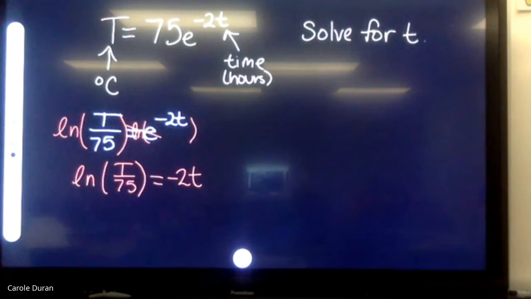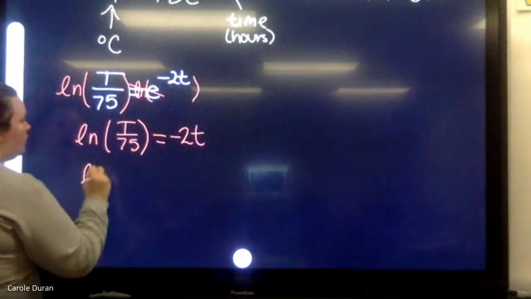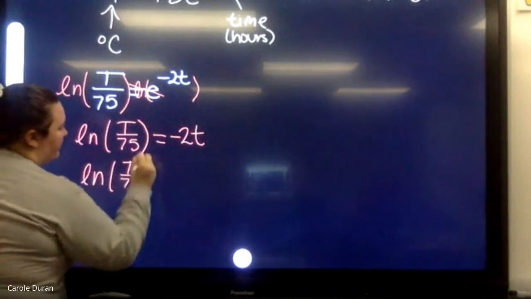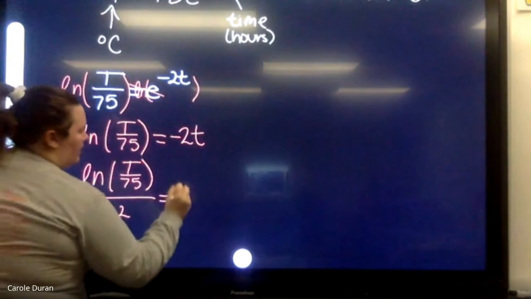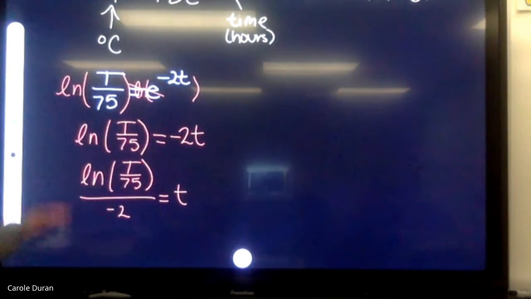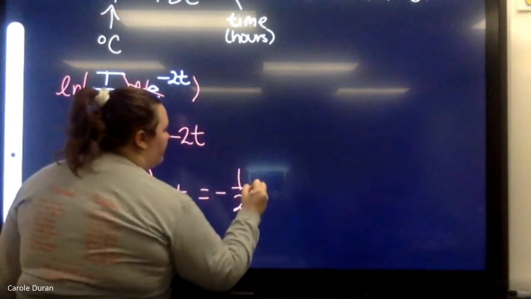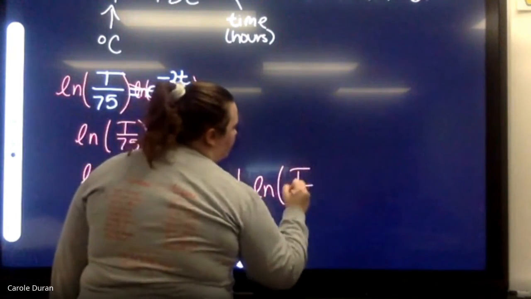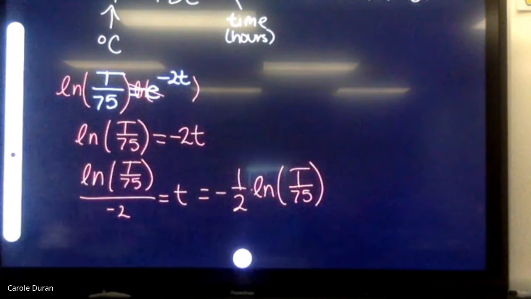So I have the natural log of big T over 75 equals negative 2 little t. What's the last thing I would do to get little t by itself? Divide by negative 2. So then I'm going to have natural log of capital T over 75 divided by negative 2 equals t. If you didn't like how fractional this one was, that is the same as negative 1/2 times the natural log of capital T over 75. And that's it. That's how you get the exponent by itself.